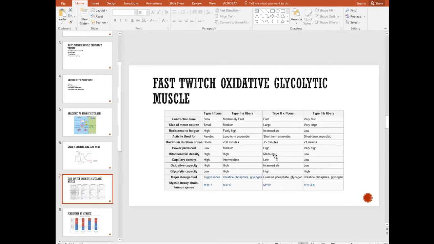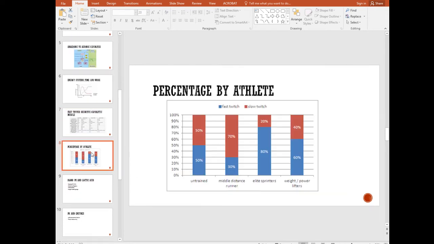So it just depends on how you train. You can have a higher percentage. But most of the time you just hear it referred to as slow twitch or fast twitch, or the fast twitch being either type 2A or type 2B. You don't hear about type 2X too much.